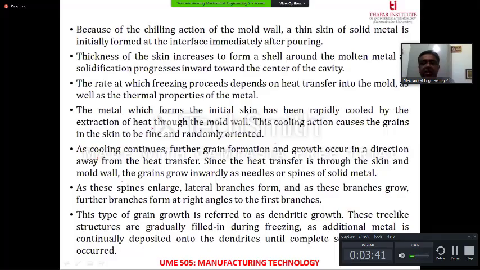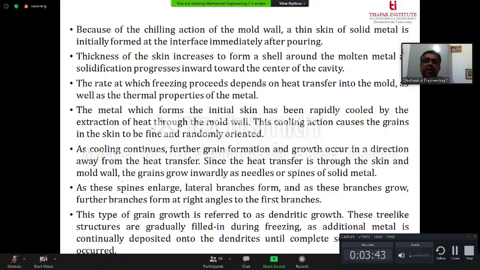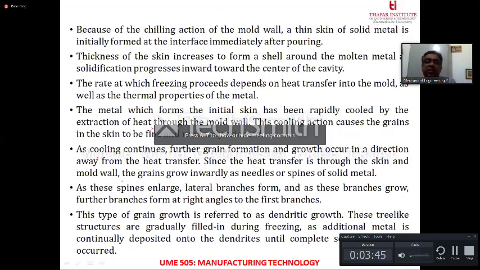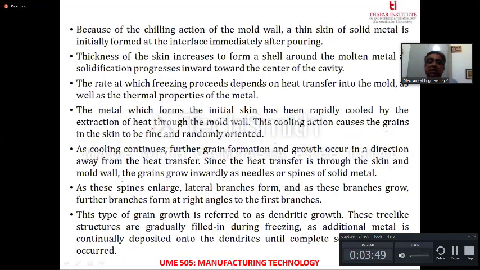The liquid metal actually causes rapid heating and rapid cooling because of the extraction of heat from the mold wall. So this cooling action causes the grains which are developing in the skin to be fine and randomly oriented. They are not directionally oriented, they are randomly oriented initially. Now as the cooling continues and the front advances towards the center, grain growth starts to happen in the direction away from the heat transfer.